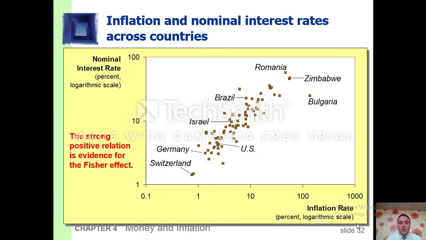As we see here also, the inflation and the nominal interest rates across countries. We can see the nominal interest rate percentage on the vertical axis and the inflation rate on the horizontal axis. In different countries, we can see a linear, positive, strong relation between the increase in the inflation rate and the increase in the nominal interest rate, which is evidence for the Fisher effect in the real world.